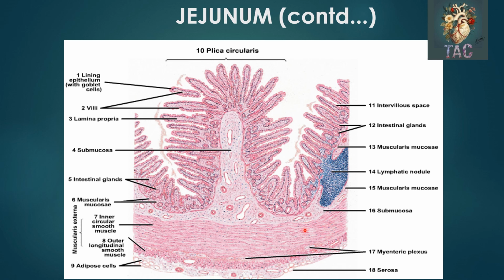This line shows the circularly arranged smooth muscle cells of the muscularis mucosae. This area shows the lymphatic nodule, and this is the lamina propria, and then this is the submucosa. This is the muscularis externa, and after this there is the serosa.